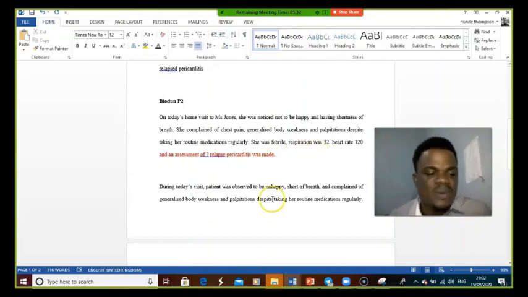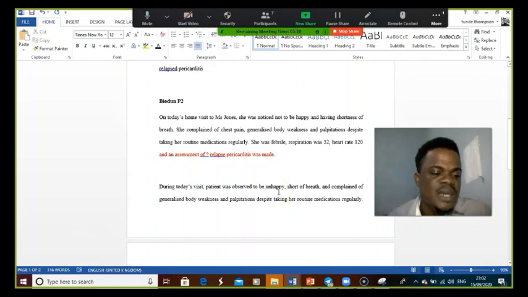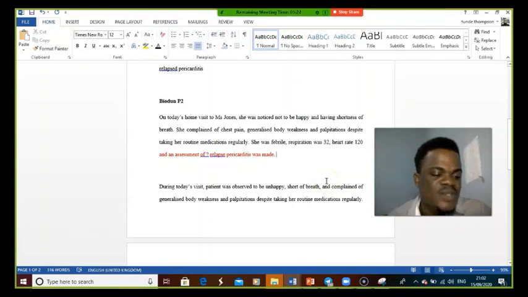So if I want to start, I will say something like this. Ms. Jones was visited at home as a follow-up visit after she was successfully treated for viral pericarditis. However, she was unhappy as she was still experiencing chest pain, shortness of breath, and palpitations. Did you see how I configured that? Or you want me to type it? I will type it later.